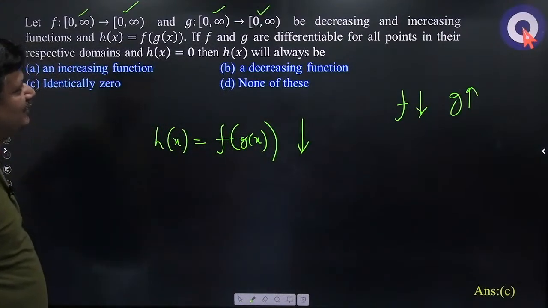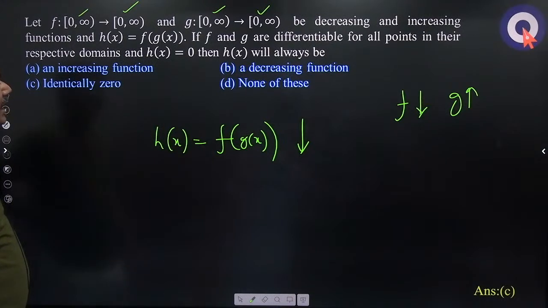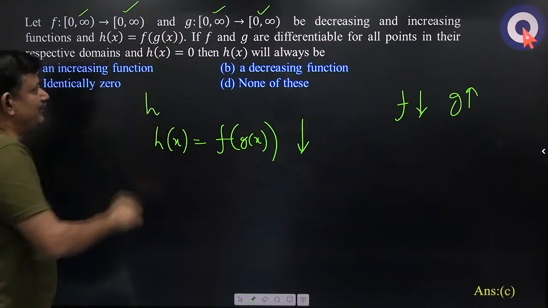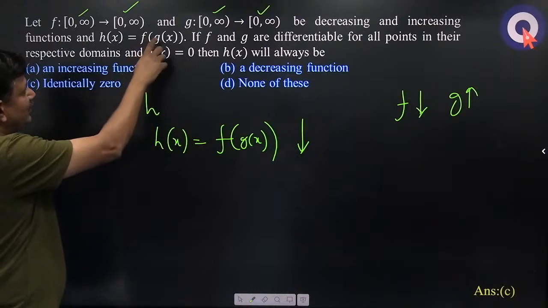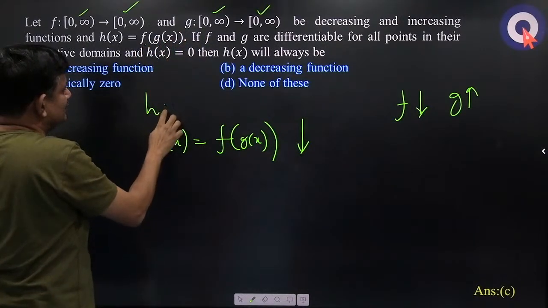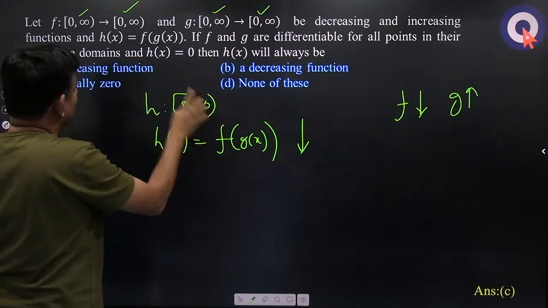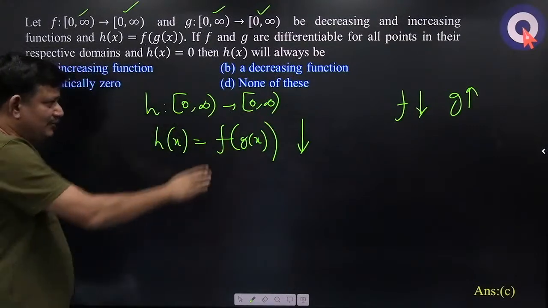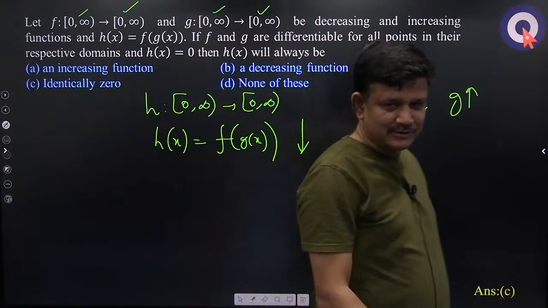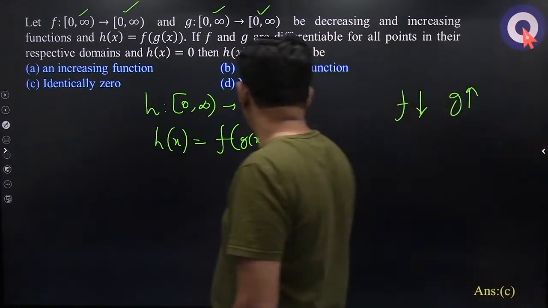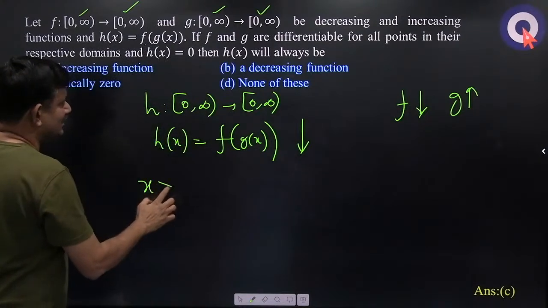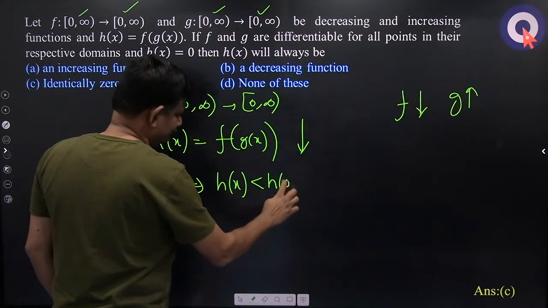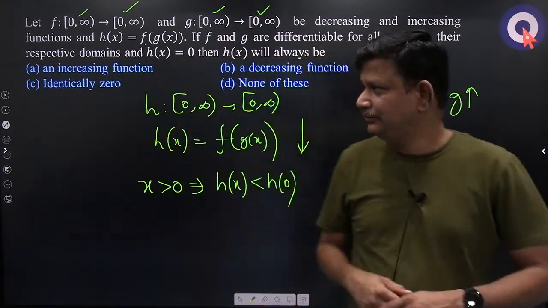If f and g are differentiable for all points in their respective domains and h of 0 is equal to 0, now h will be defined from where to where? H is a composition of f and g, f of g of x. So the domain of h will be that of g, 0 to infinity. Its range will be that of f. So in short, h of x should always be greater than or equal to 0. Because this is a decreasing function, x greater than 0 implies h of x is less than h of 0.